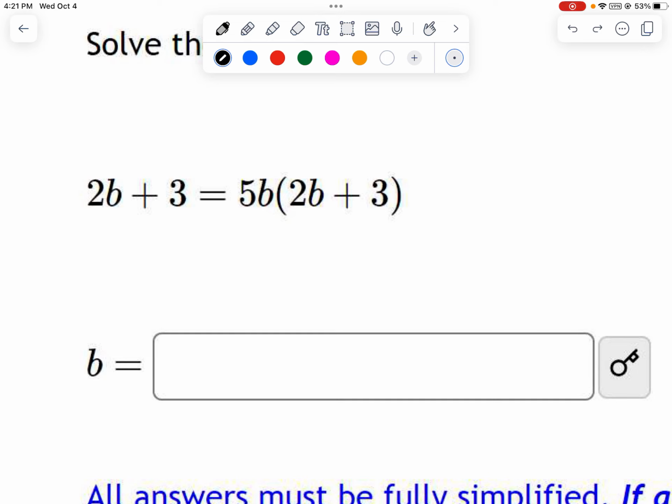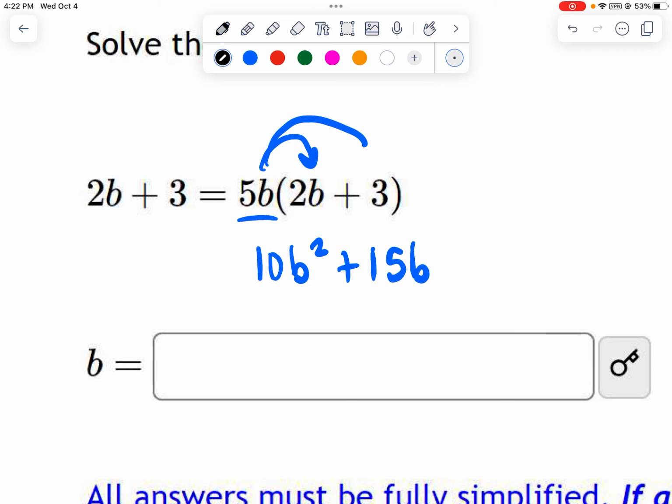Well, it's not. So if we want to, that means we're going to have to move everything from one side to the other. Well, which side do we want to move? It doesn't matter. Now, first off, if it's not set to 0, these parentheses are the most useless things of your life. There's no point to them. So let's distribute the 5b here. We end up with 10b squared plus 15b, and then that equals 2b plus 3.